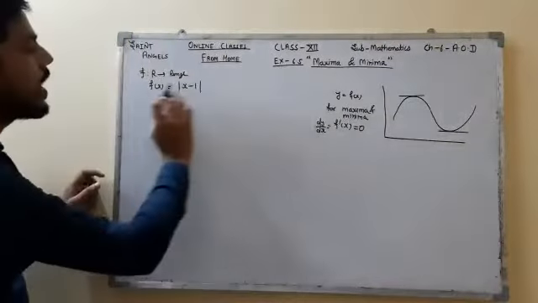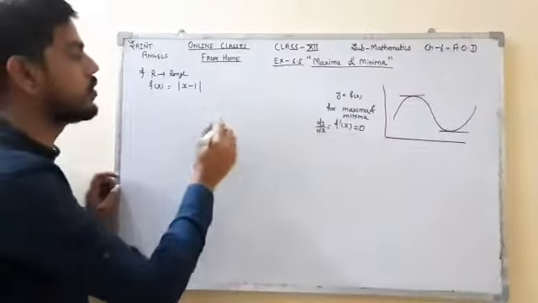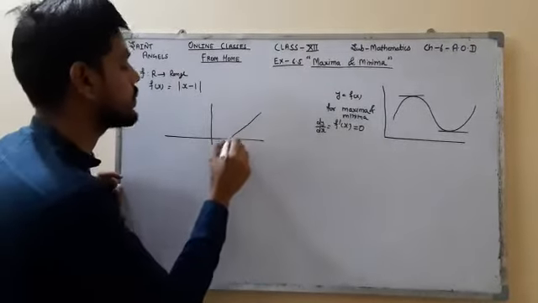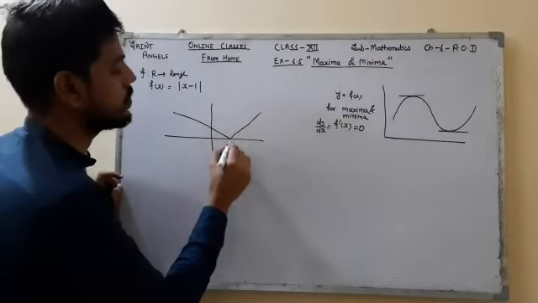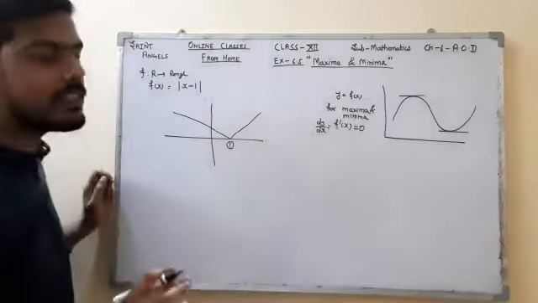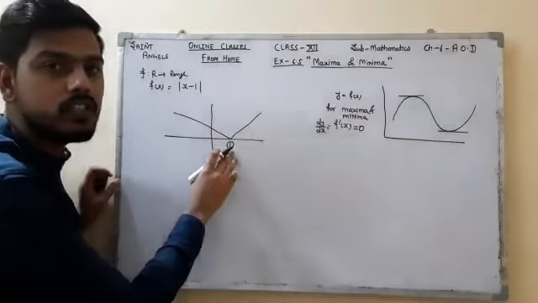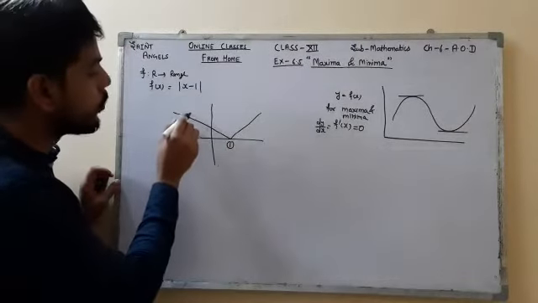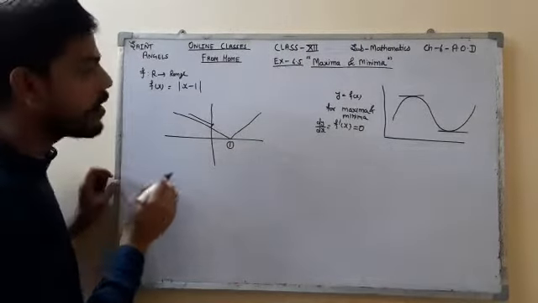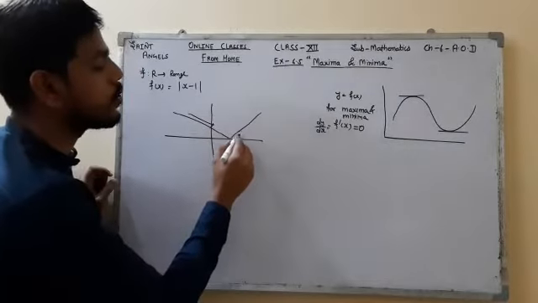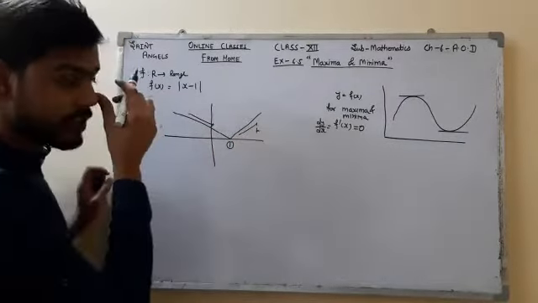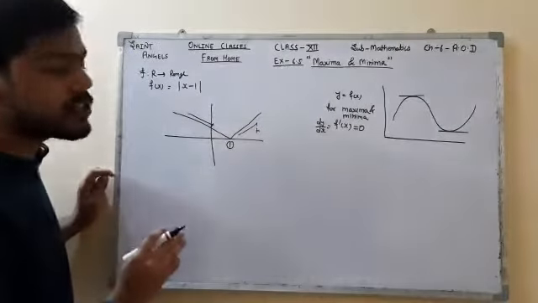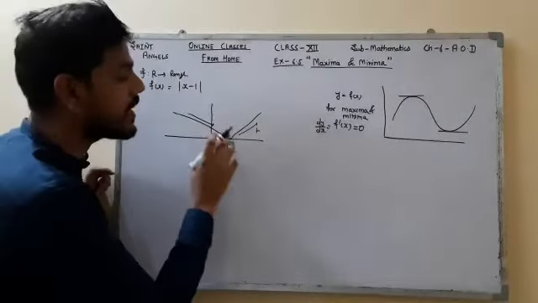Suppose I have a function f(x) equals mod x minus 1. So just let me draw this graph first. So the graph would be like this, at x equals 1. So I can clearly see that at x equal to 1 the function is not differentiable, because on the left side of 1 the slope is downward, negative, and on the right side of 1 the slope is upward, it means plus. So the function is not differentiable at x equals 1, but the function is attaining its minimum value at x equals 1.